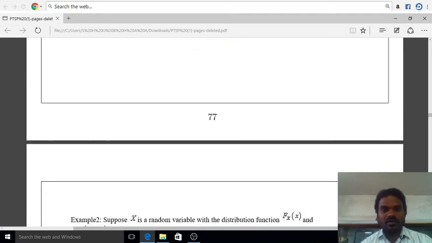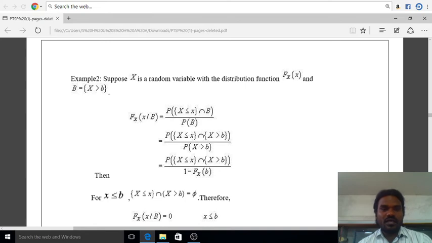The next problem I am going to discuss is: suppose X is a random variable with the distribution function. Earlier we had the density function, now we are going with the distribution function. It is the reverse of the first problem. In the starting problem it is the small f_X of x, which is the density function. Now in the second problem it is given with the distribution function, so we have to calculate the event with the density function, so we go with the small f_X of x in the calculation.